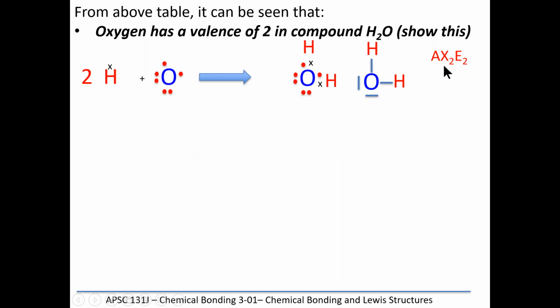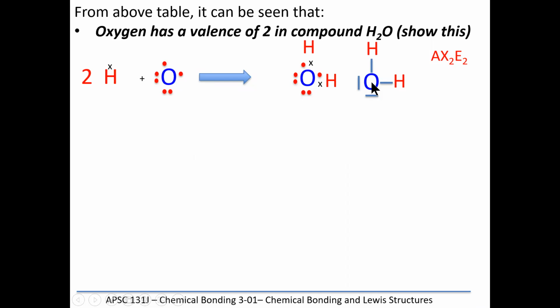And we can use designations where we use A as the central atom. In this case, it's oxygen. X refers to the atoms that are bonded to the central atom, in this case, hydrogen. And E represents the number of unshared pairs of electrons. In this case, there are 2 unshared pairs of electrons. That would be represented by E. So this particular molecule would be represented by AX2E2.